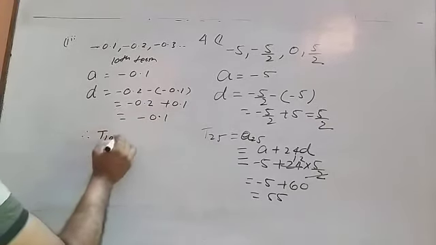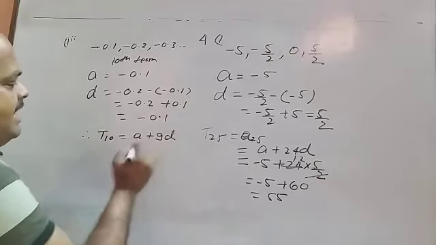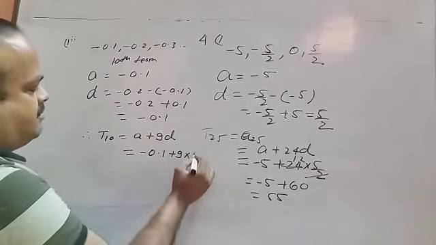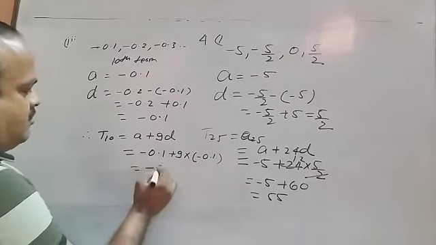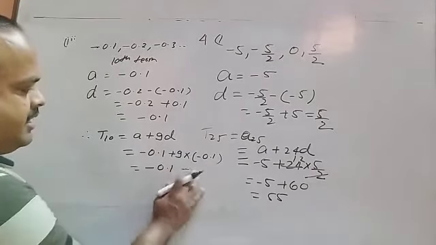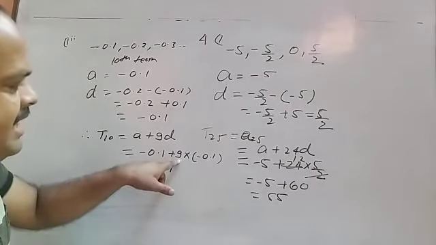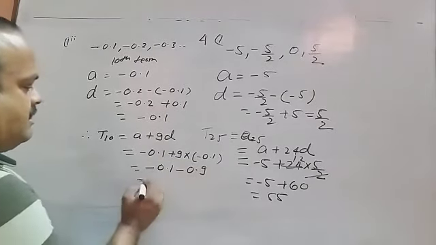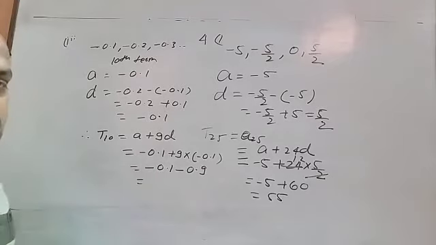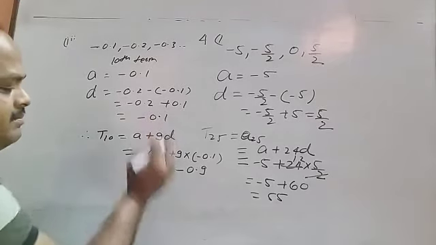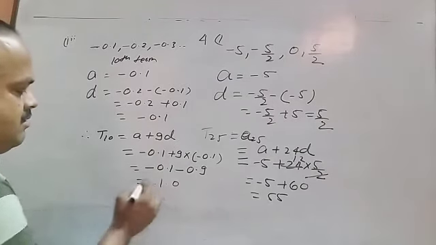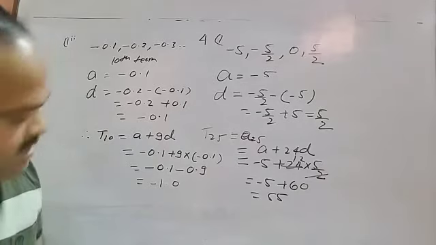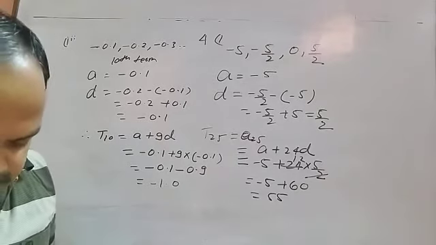Therefore the 10th term, which will be A plus 9D, where A is minus 0.1 and D is minus 0.1. So minus 0.1 plus 9 times minus 0.1. When you multiply 9 by this negative number, you will get minus 0.9. When you add the negative numbers, you will get a negative result, so you will get minus 1.0. So the 10th term of this series will be minus 1.0. Next question.